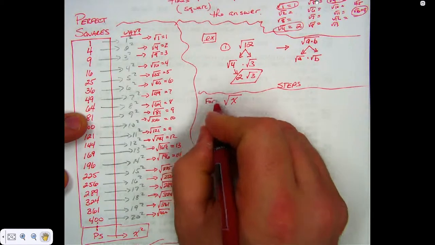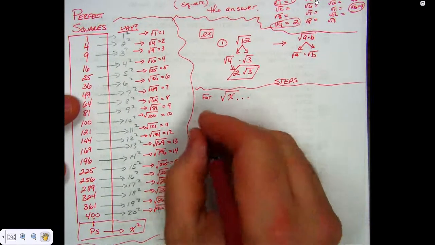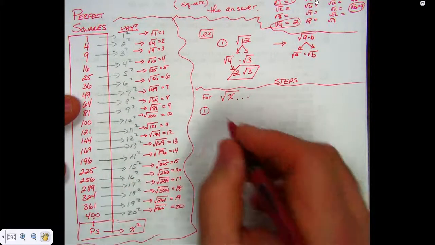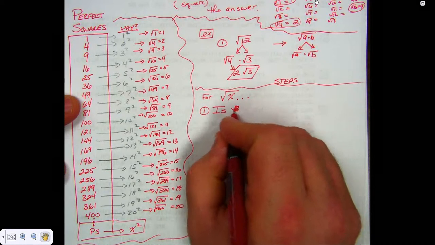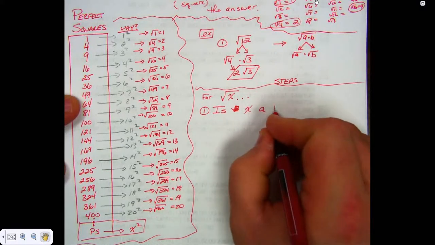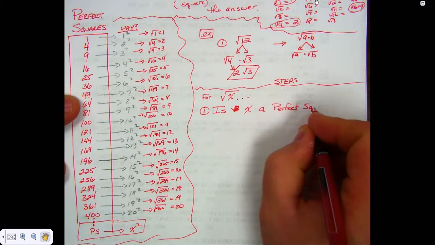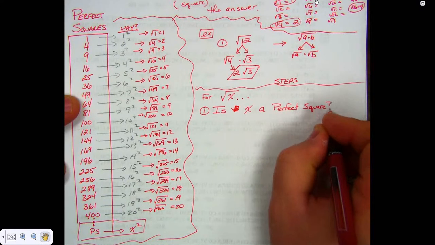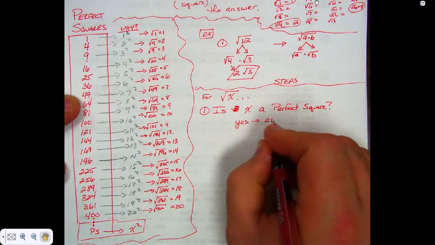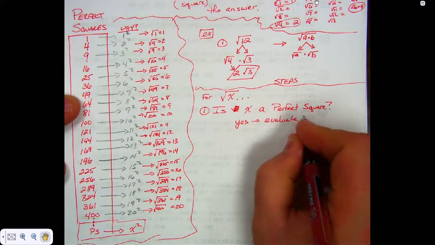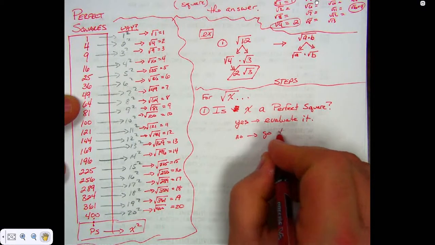For square root of x, step 1: is x a perfect square? If your answer is yes, evaluate it. If the answer is no, go to step 2.